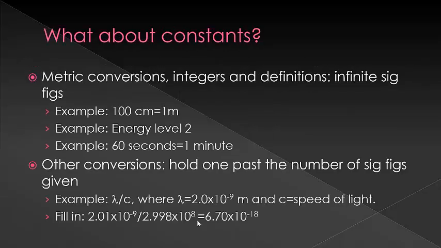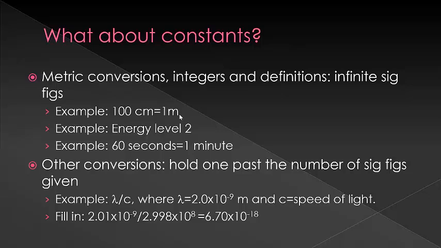Now, there's some other issues that we should discuss real quickly. That's what happens if we have conversion factors. So, for instance, there's 2 sort of divides here. We have metric conversion, integers, and definitions. So I have some examples of each of those here. If we're in a situation like this, we have infinite sig figs, because here we have 100 centimeters equals 1 meter. It's a definition. That is exactly how many centimeters are in a meter.